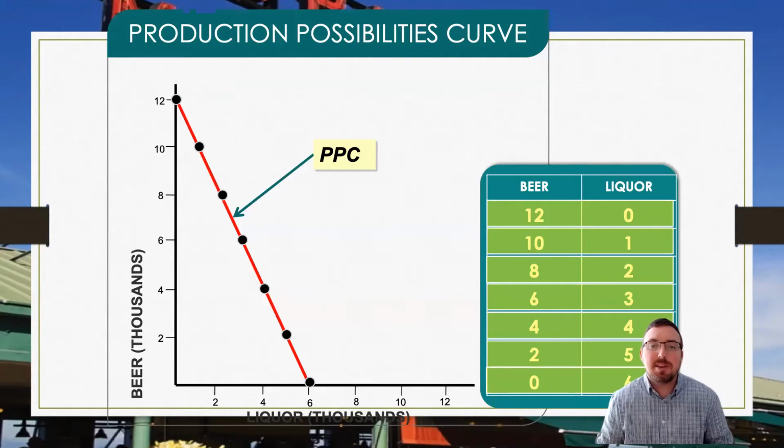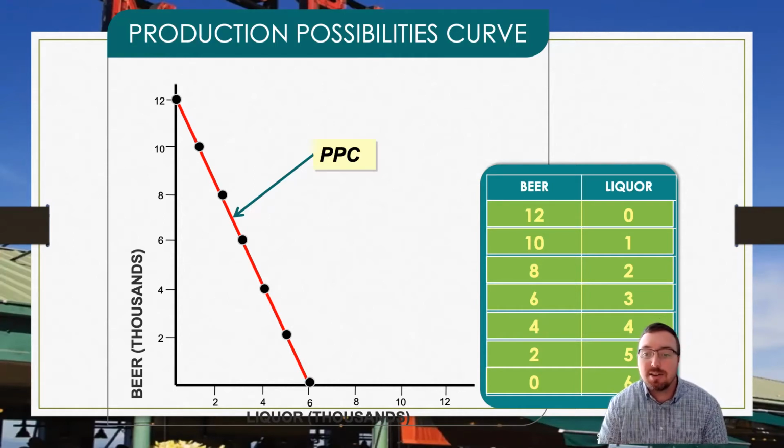So this is what the PPC curve here looks like. We're going to use the example here of a firm that produces beer and liquor. All right, so you can see behind me here the table of different points that represents different combinations of output. Again, that's our PPC curve, our production possibilities curve. It tells us different combinations of output that can be produced given resources available. So here you see different combinations of beer and liquor that can be produced.